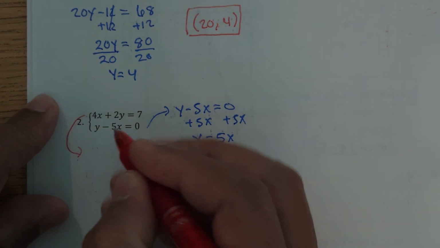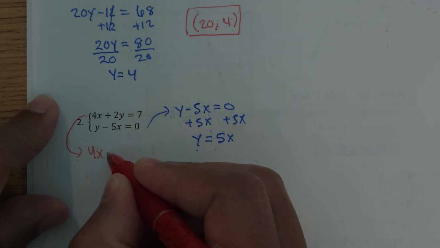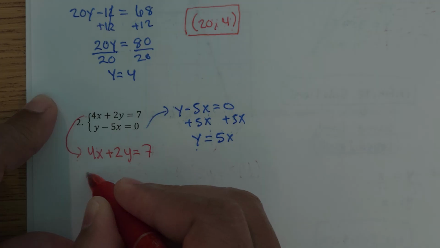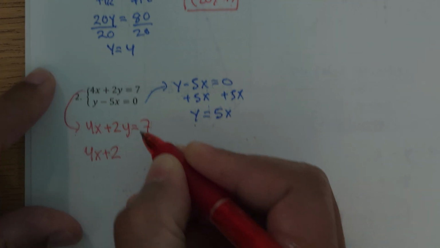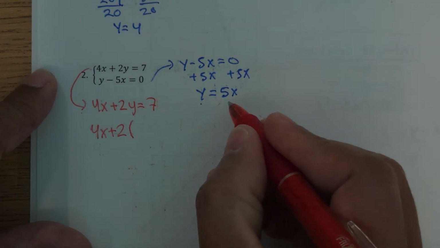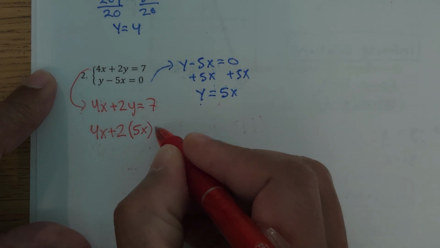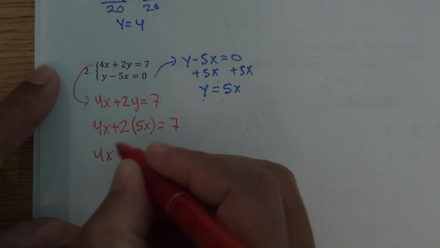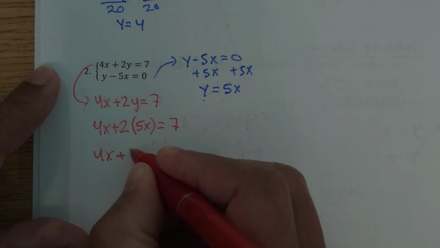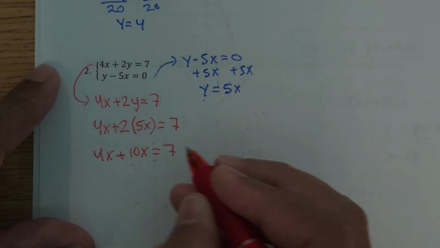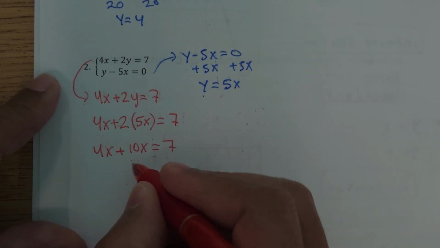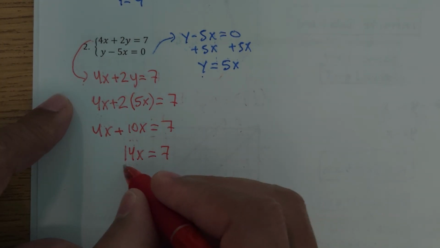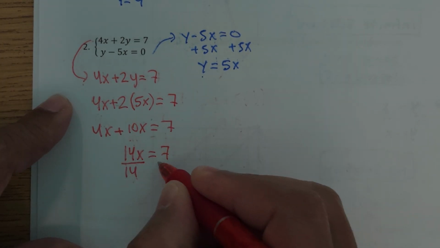So I'm going to take this one over here. So we have 4x plus 2y is equal to 7. So then 4x plus 2, instead of y, 5x, because that's what y is equal to, and this is equal to 7. So then 4x, 2 times 5x is 10x, and that equals 7. Then when you combine 4x and 10x, they combine to 14x. And the last step is you divide by 14 so you can get the x by itself.